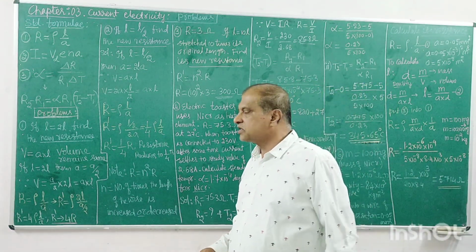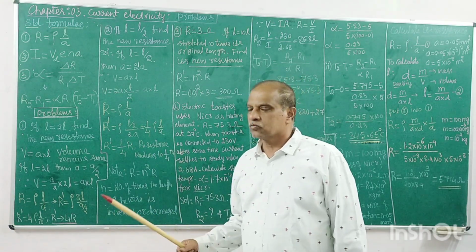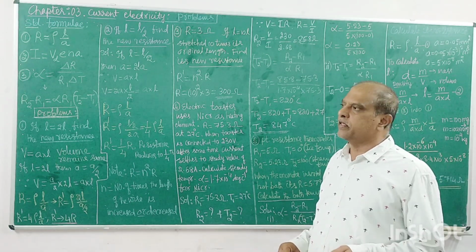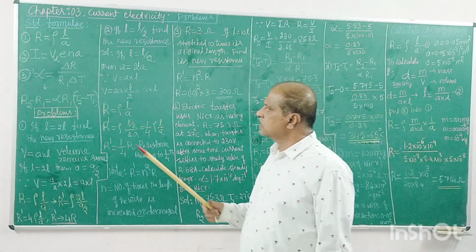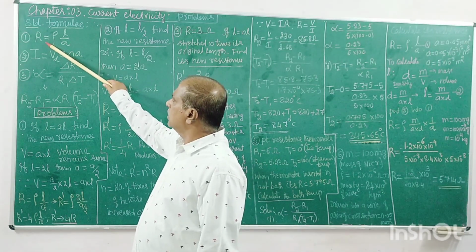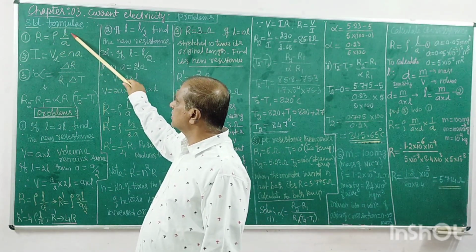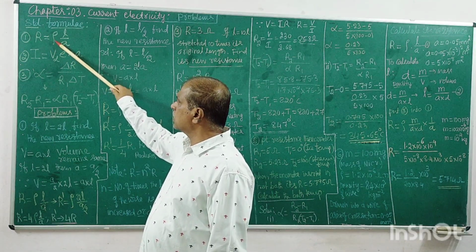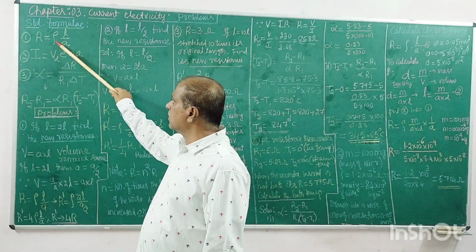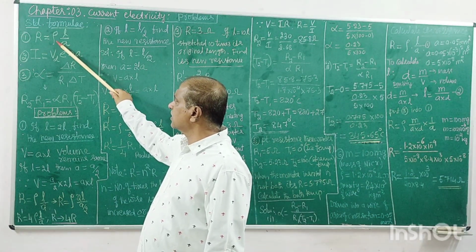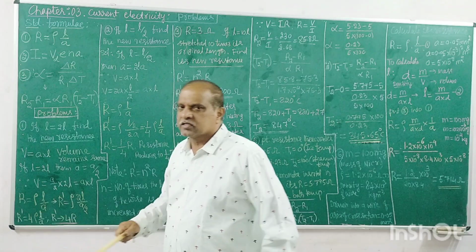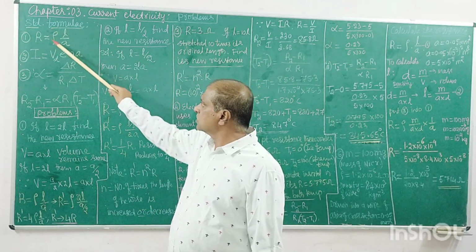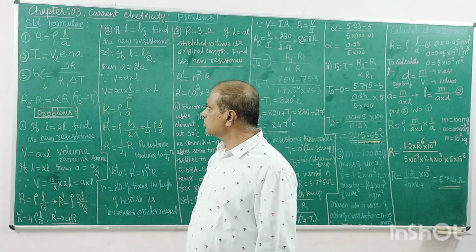I have taken some list of formulae. The first one is R equals rho into L by A. That is, resistance of the conductor is directly proportional to its length and inversely to area of cross section, where this rho is called proportionality constant. It is known as resistivity or specific resistance of the conductor. So this resistance is a function of these three, the right hand side.